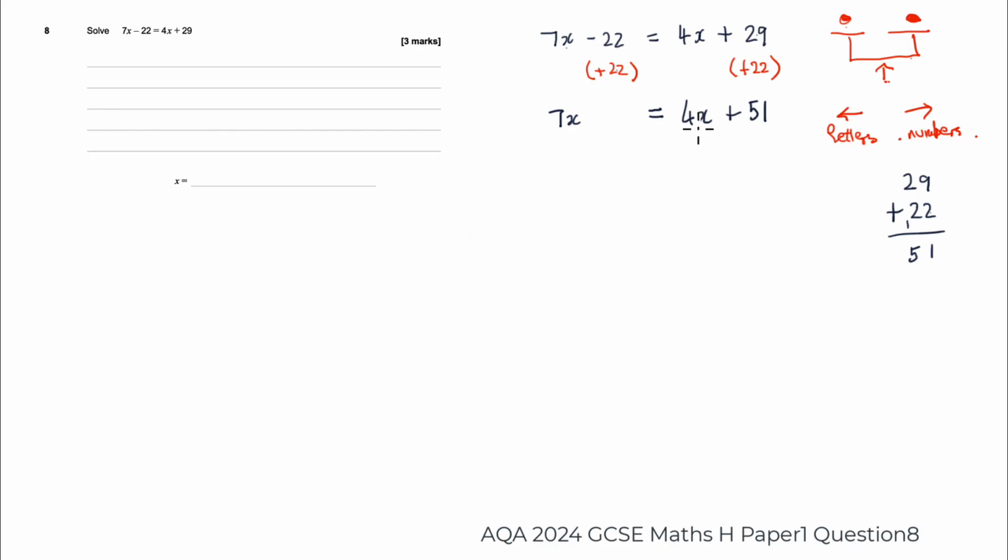4x is on the right. We're supposed to get numbers on the right, letters on the left. So that 4x should disappear. We'll take away 4x.